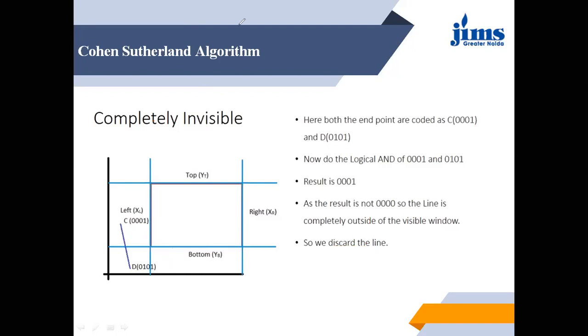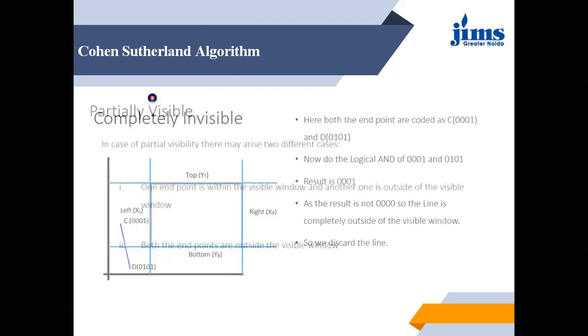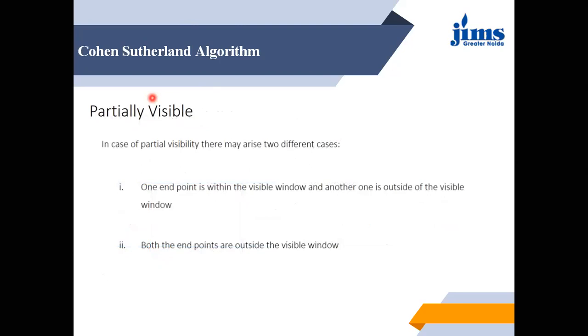These are two cases where the line is either completely visible or completely invisible. There is a third option, that is when the line is partially visible. Over here, there can be two cases. One endpoint is within the visible window and another point is outside the window.